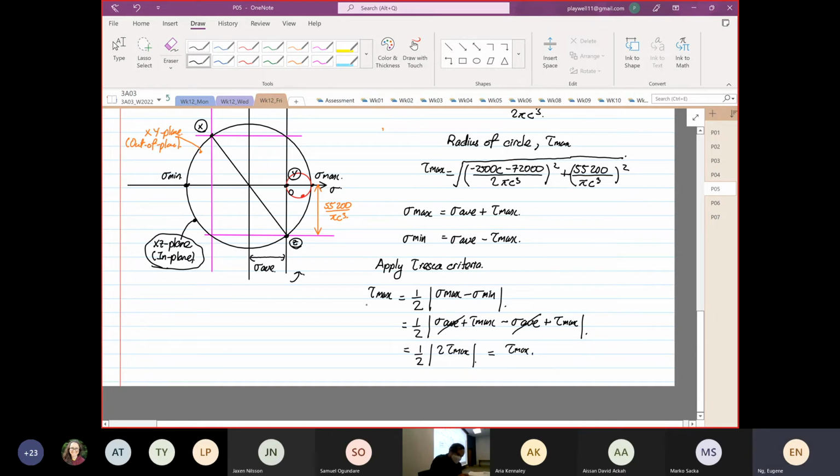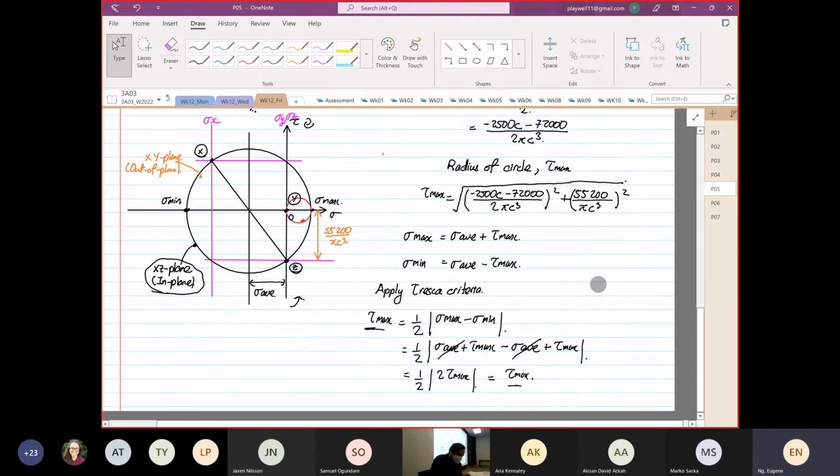I know some of you, Eugene, will say, isn't it obvious tau max equals tau max? But now we know that we are going to equate just using tau max over here, by just using this equation over here. Okay. Am I spinning you all around, or is it clear?